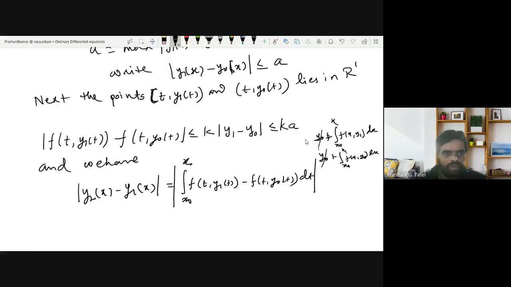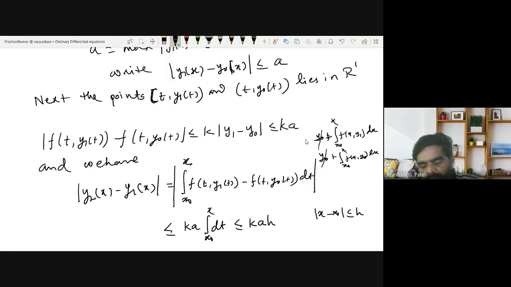But using this quantity, it is less than or equal to Ka, so I can say less than or equal to K into A integral x0 to x dt, but that is less than or equal to K into A into h, because mod of x minus x0 is always less than or equal to h, because this point x comma y is in that r dash neighborhood, so that's why we have this. So this is what we got, that is mod of y2 minus y1 is less than or equal to k into a into h.